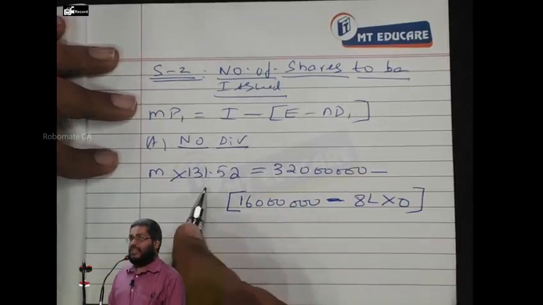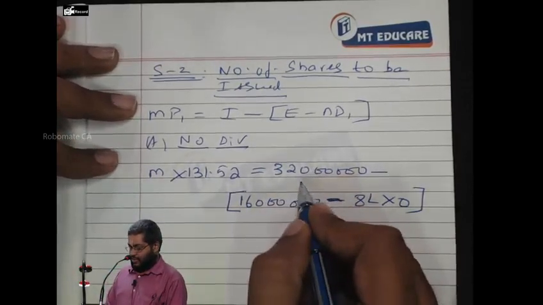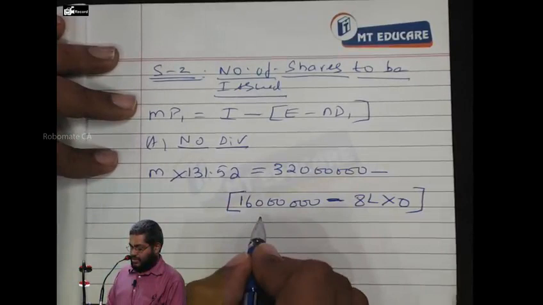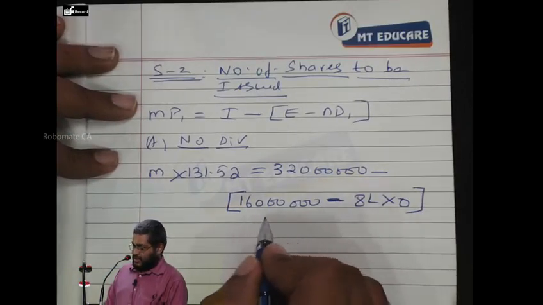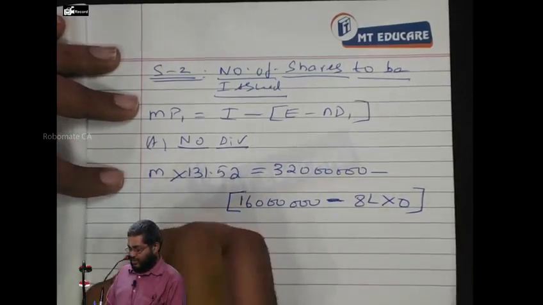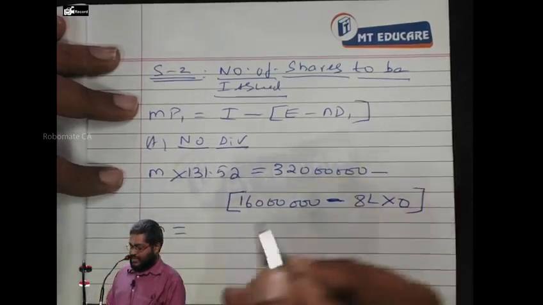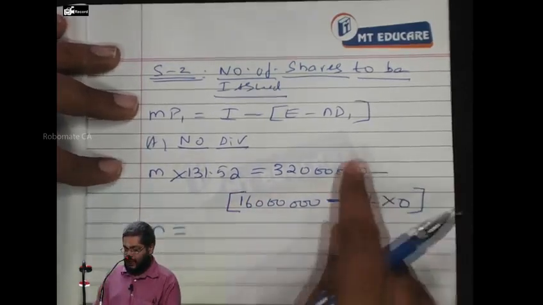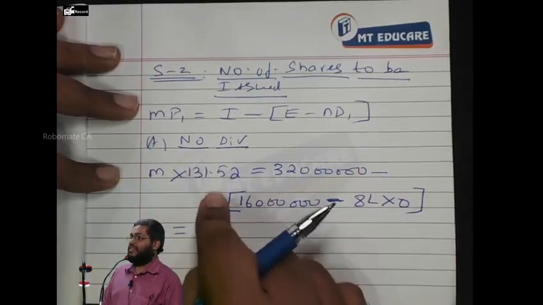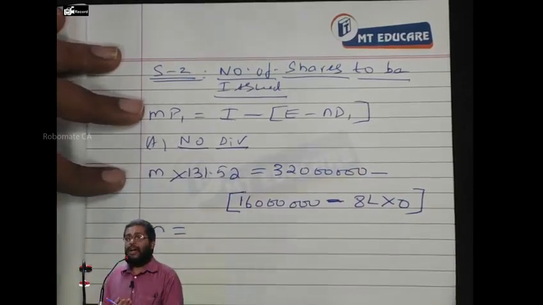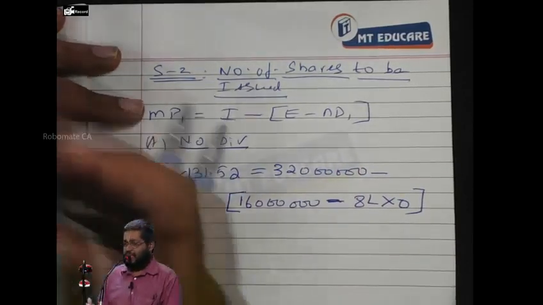So M into 131.52 is equal to 3 crore 20 lakhs minus 1 crore 60 lakhs minus 8 lakhs into 0. If I simplify, I get M is equal to, can you tell me a simplified number here? 1 crore 60 lakhs divided by 131.52. I want you to round it off and tell me, don't tell me the shares in fractions. How many shares?